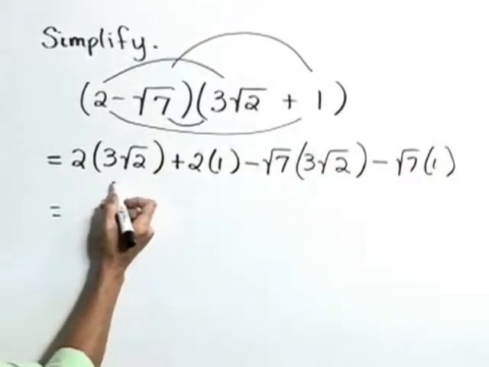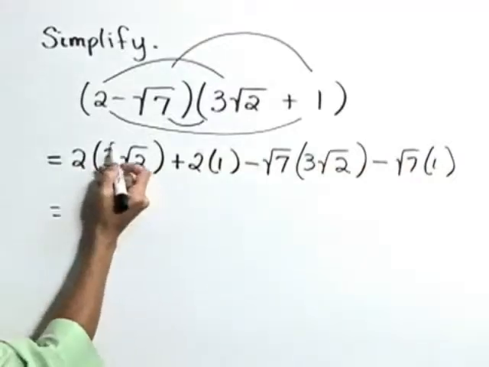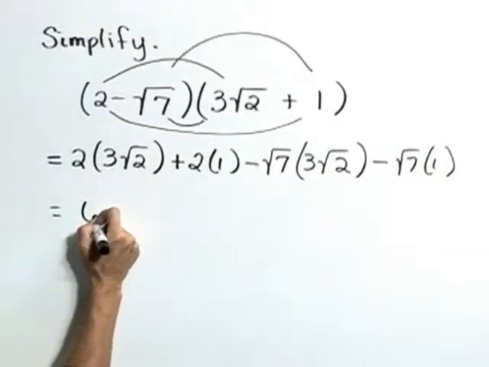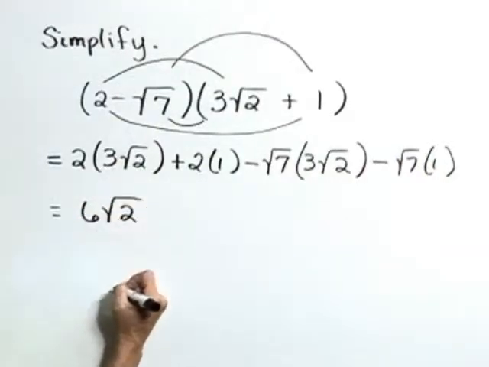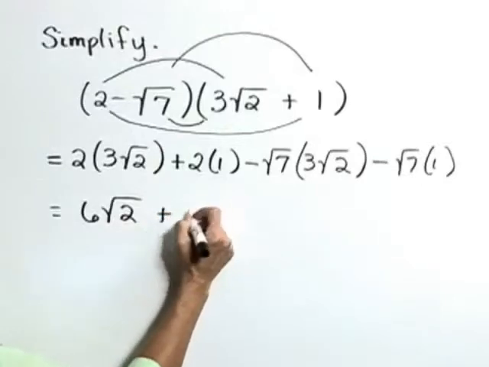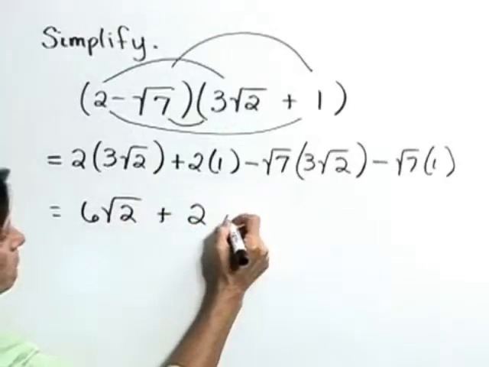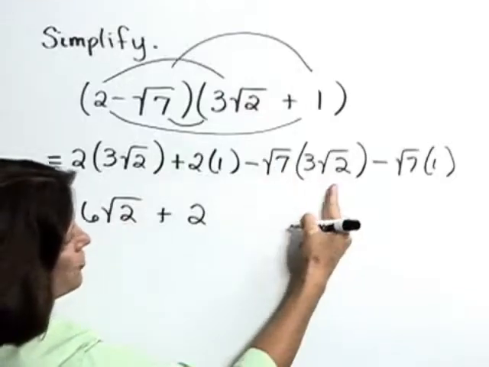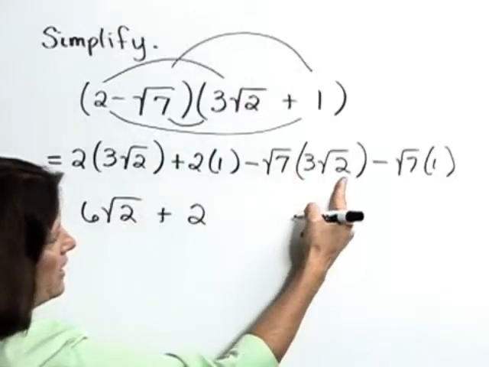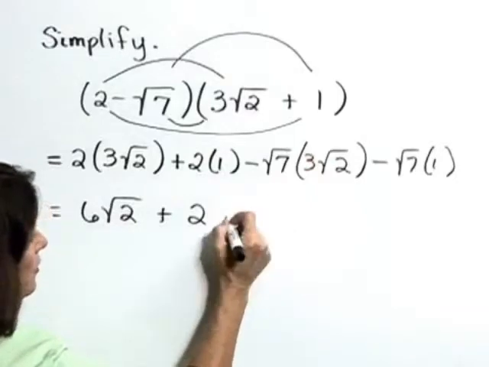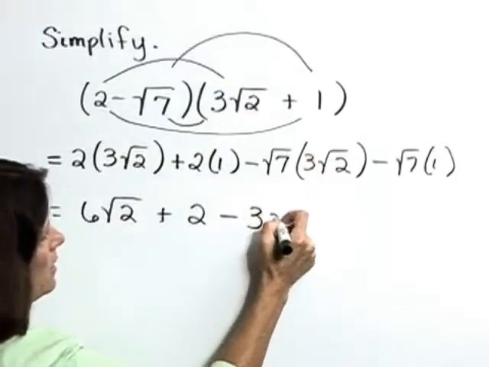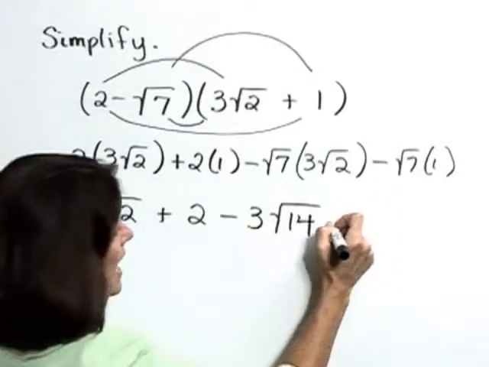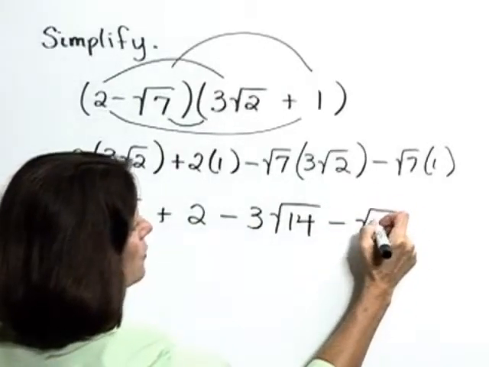Now performing our multiplication. The 2 and the 3 are outside the radical. We'll multiply those together to get a 6, then take that times the square root of 2. With our next term, let's just call that 2. Our third term, the 7 and the 2 are underneath the radical. We'll multiply them together and leave the 3 outside, so this becomes a minus 3 times the square root of 14. And lastly, that's a minus the square root of 7.